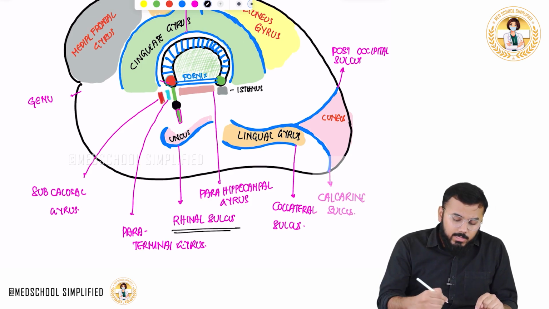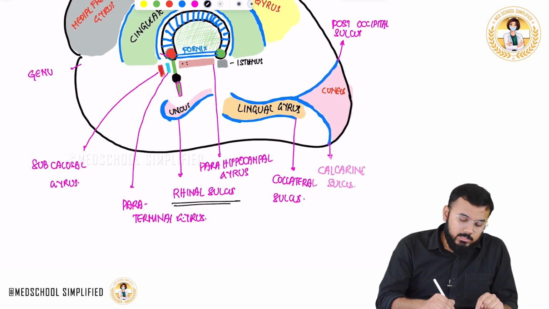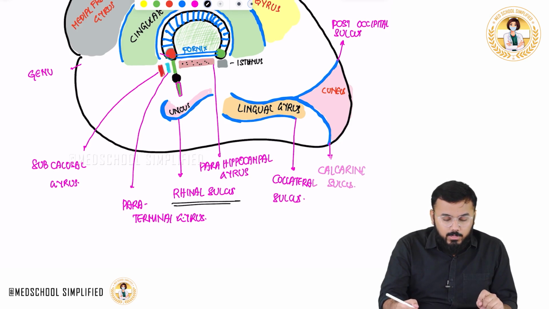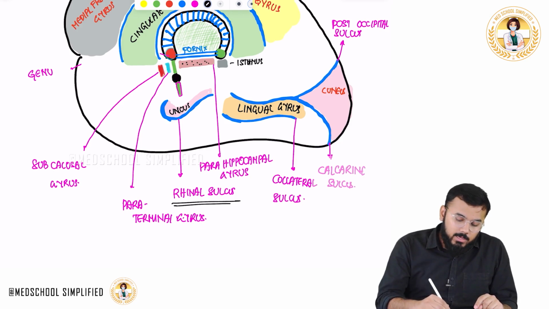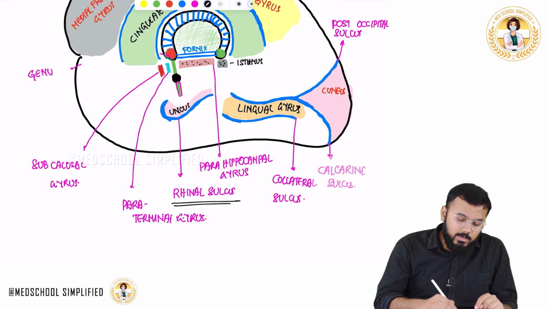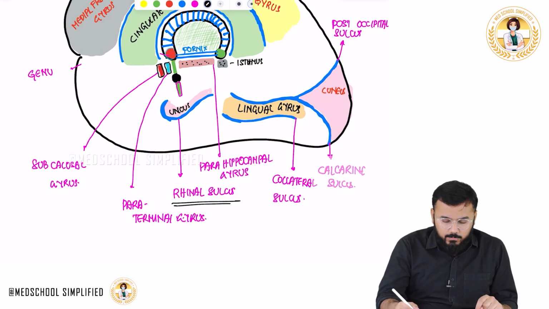Next important thing, just beneath the fornix, this particular gyrus is called your parahippocampal gyrus. Back of the parahippocampal gyrus, this part over here is called your isthmus. In front of the rostrum, this gyrus is called your paraterminal gyrus, and in front of the paraterminal gyrus, this one is called the subcallosal gyrus.